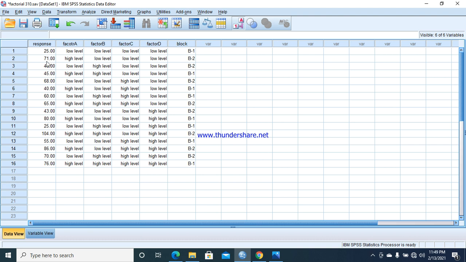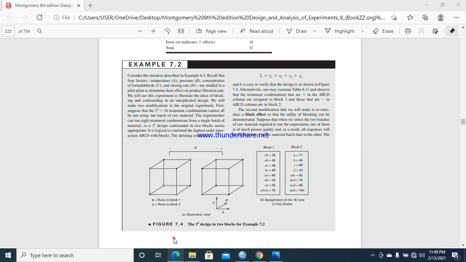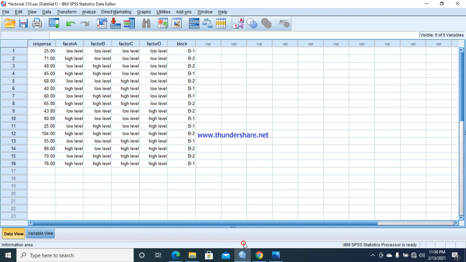We have entered the data 25, 71, 48 in a similar way. If you have any difficulty in this aspect, please see my previous video on how to enter data on SPSS, and you can watch our example on the 2^3 factorial experimental design on SPSS. You will learn about entering the data regarding factors, low level and high level. According to the plus-minus method, we confound ABCD, and we have block 1 and block 2, and I have mentioned them over here.